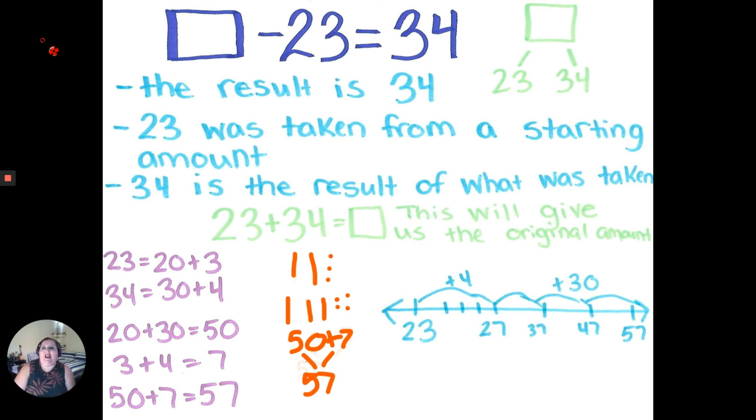Finally, using the number line, I started with 23, then I added 34, and I started with my 1s, so you can see I jumped 4 to get to 27, then I jumped 30 to get to 57. However, you could have also started at 34 and then jumped 23. So 34 and then 3 more would have gotten you to 37, and then jumping 20 more would have gotten you to 57. So I hope this helps you solve equations where the start is unknown.